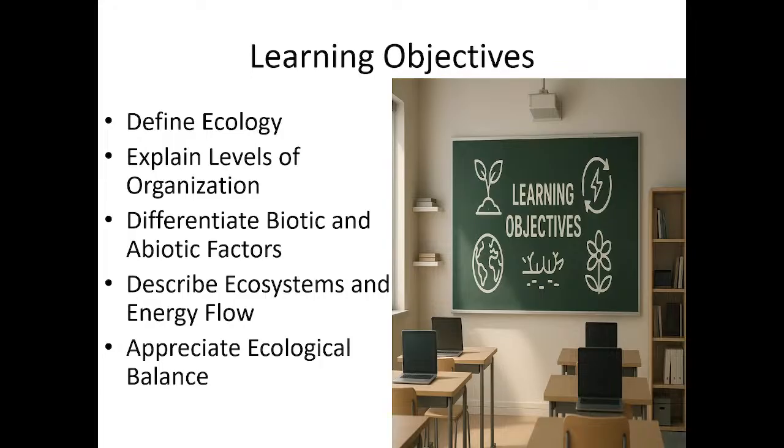Then the students should be able to explain different levels of organization. Apart from that, you should be able to differentiate between biotic and abiotic factors. Bio, that is life. A, that is absence of life. That is, you should be able to differentiate between living organisms in the environment and the non-living entities of the environment. Then you should be able to describe different types of ecosystem and their energy flow.